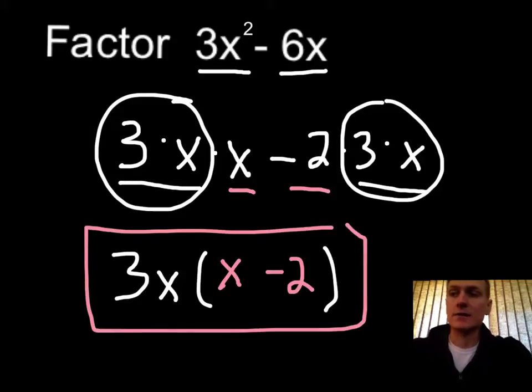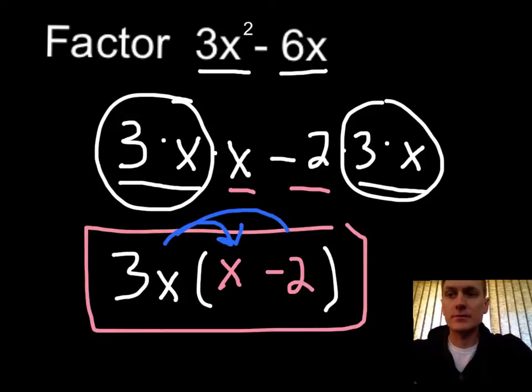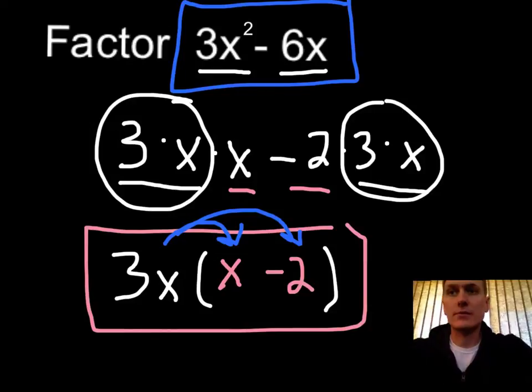This is fully factored. What's nice about these types of problems is you can always check your work. If we were to do the reverse, such as the distributive property, distributing 3x to both of the terms, checking our work, we would get the polynomial of 3x squared minus 6x. So this is fully factored.